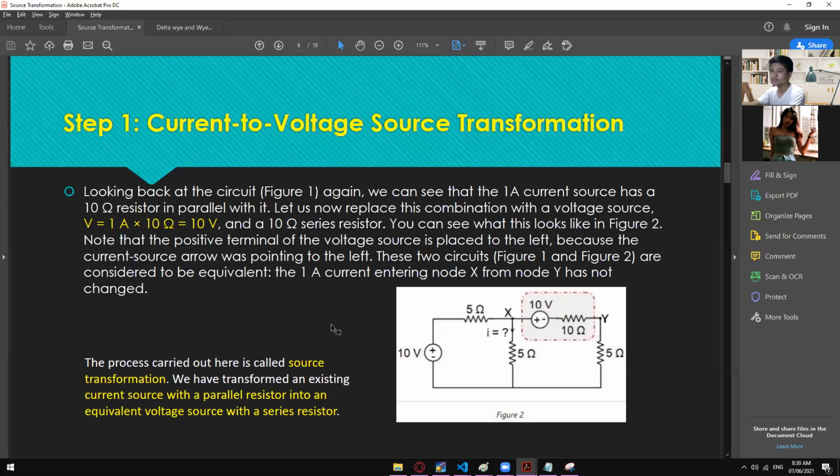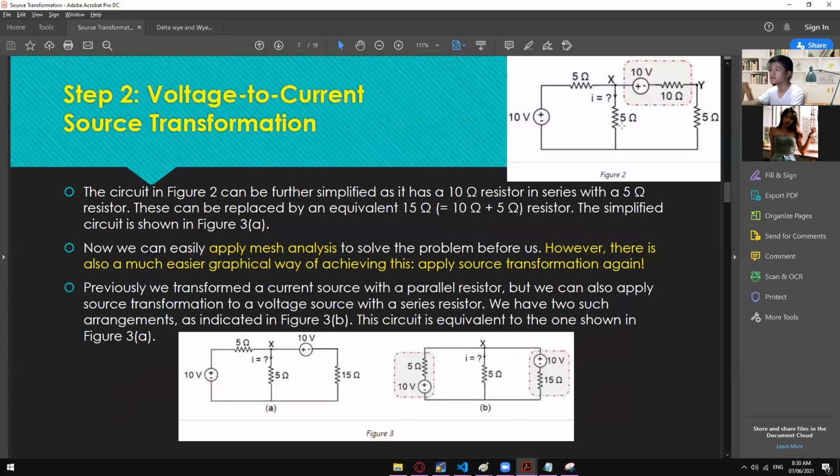Okay, so for now, let's transform this into a simpler circuit by combining this resistance right here. As you can see, this 10 ohm resistance and 5 ohm resistance are in a series connection, so we can add them. So 10 plus 5 is 15. Okay, and then this 10 volts right here will stay as it is. Once you're done combining them, you will have this circuit connection right here.